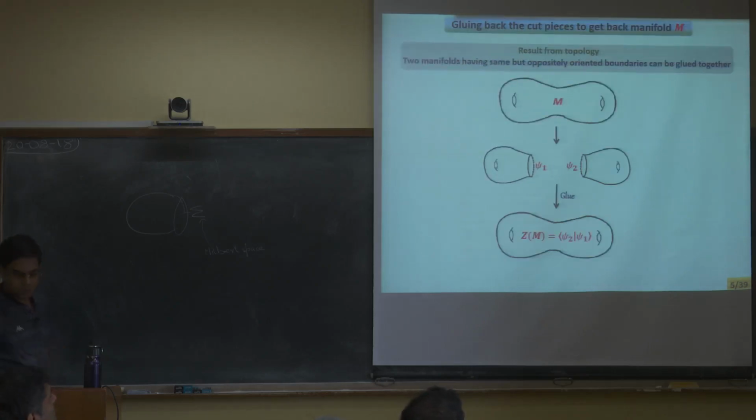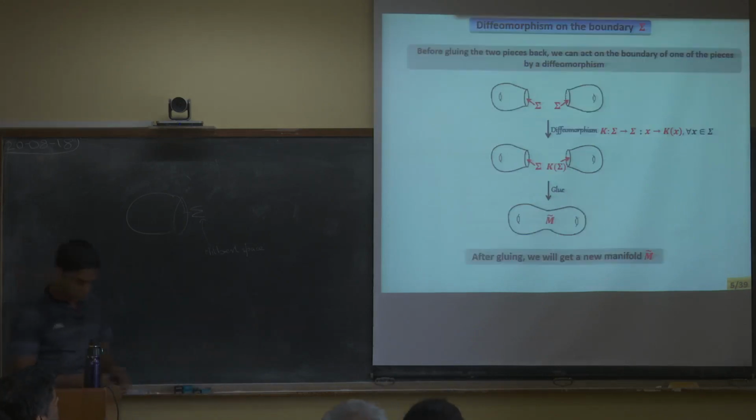Okay, so this was the case when we simply glued the two pieces together. We can also take one of the boundaries and do some diffeomorphism on this boundary, and then glue them back. So this procedure will give a different manifold, which is topologically different from the original manifold M. So you do a diffeomorphism on one of the boundaries.